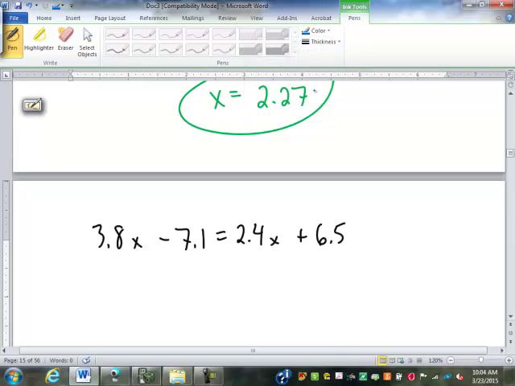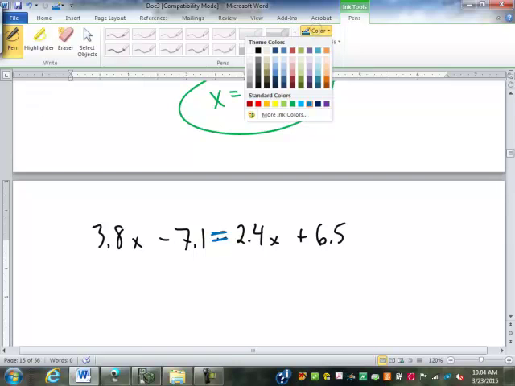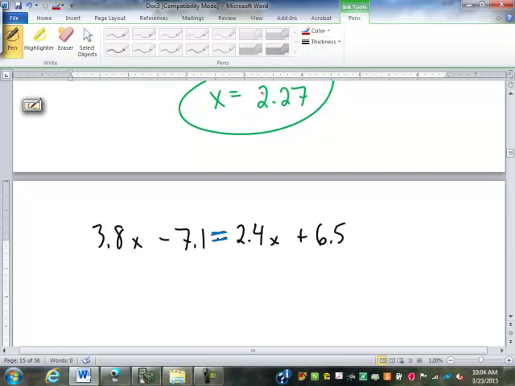What am I going to do here? Well, I find my equal sign, and I see that the x appears on both sides of the equation, which means I have to get rid of one of them. Which one am I going to get rid of? 2.4x is the smaller one, so I'm going to get rid of it. It's positive, so I'm going to subtract 2.4x to make it go away.